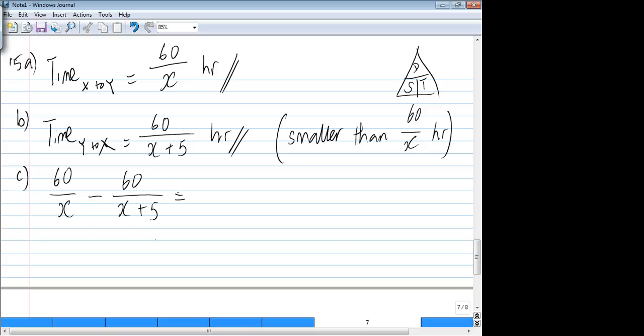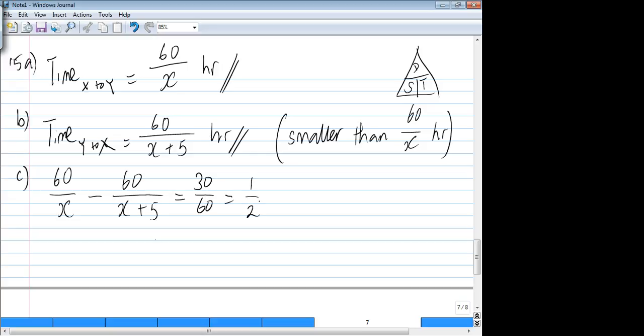And what is this equal to? 30 minutes. Can I write 30? The larger time minus the smaller time equals 30, yes or no? Cannot write, why? No, that's not the reason. The reason is because we need all of them to have the same units of hours. So 30 minutes, we convert it to hours, will be 30 over 60 hours, which is half an hour. So this is forming the equation.